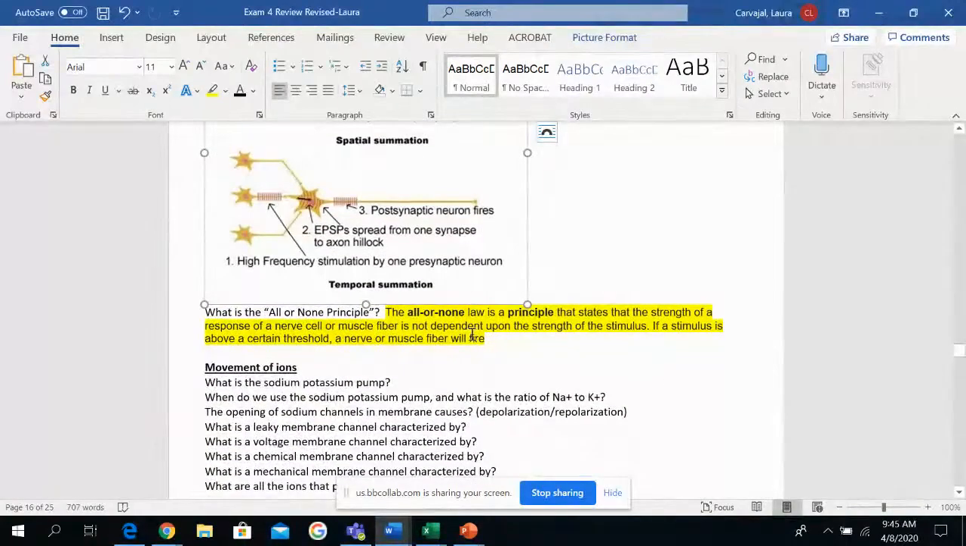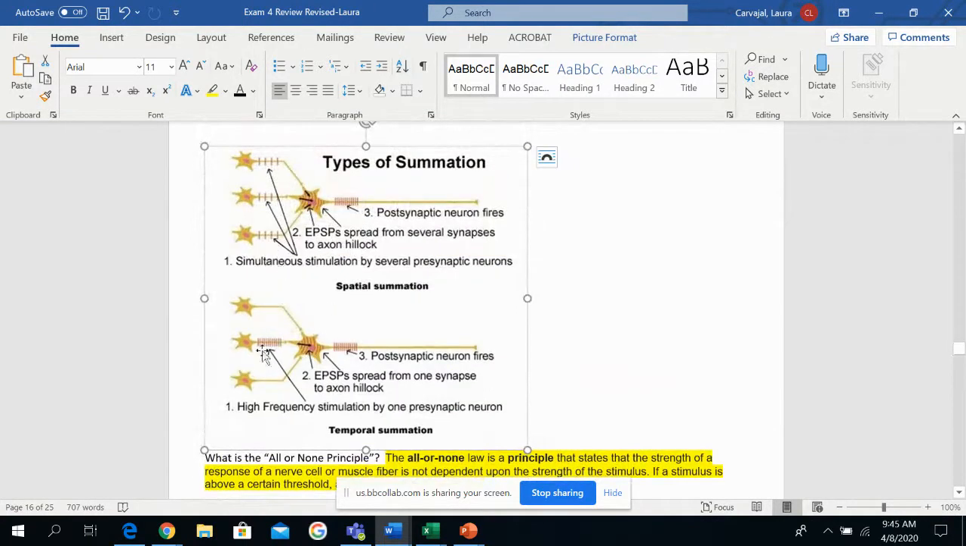Okay, so what is the all or nothing principle, the all or none? It states that the strength of response of a nerve cell or muscle fiber is not dependent upon the strength of the stimulus. If the stimulus is above a certain threshold, a nerve or muscle fiber will fire. So this is for action potential. It doesn't matter how strong of a stimulus, whether it's 15 or 5, if we cross that threshold, it'll fire at the same magnitude at which it always fires. If that magnitude is 50, then it'll always fire at a magnitude of 50.